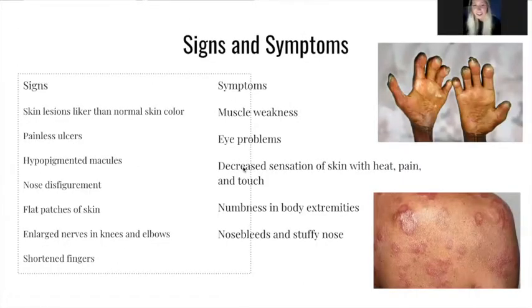All right, so I'm doing the signs and symptoms. Signs are anything that other people or the doctors can see, anything visual. So signs of leprosy would be skin lesions, usually lighter than your normal skin color, painless ulcers, hypopigmented macules, nose disfigurement, flat patches of skin, enlarged nerves in your knees and elbows, and shortened fingers and toes.